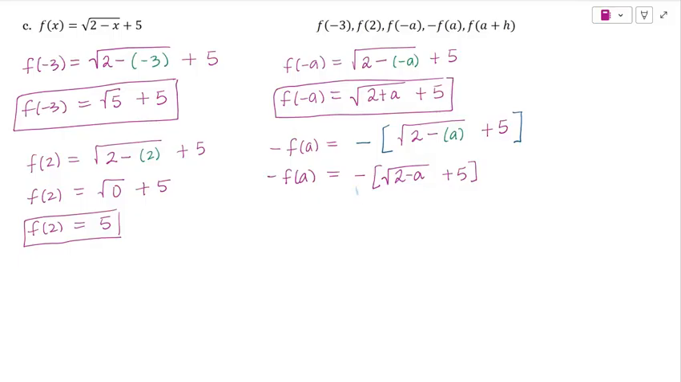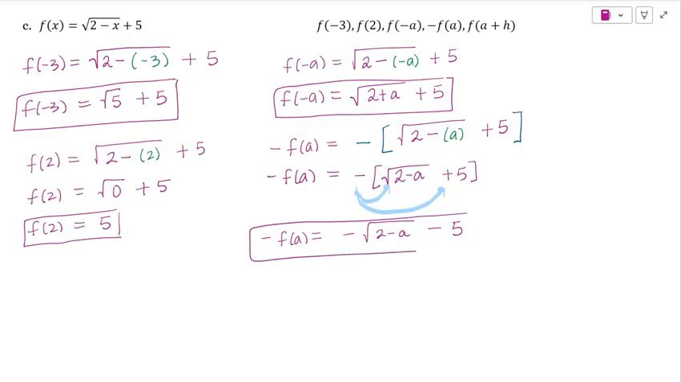When I distribute this negative sign, it doesn't go into the square root, it stays on the outside. So negative f of a will be negative, in the square root's 2 minus a, and then minus 5. That negative sign distributes to both items.